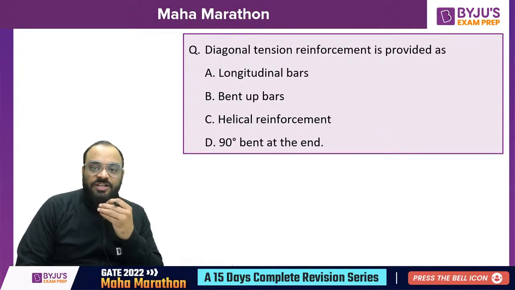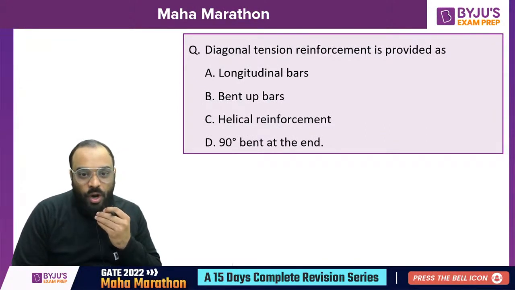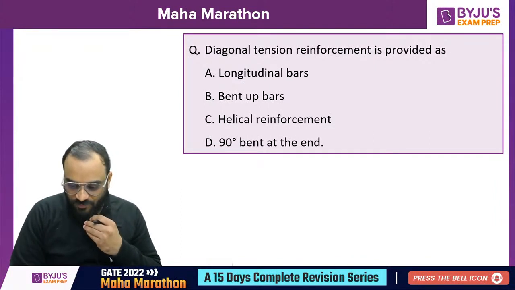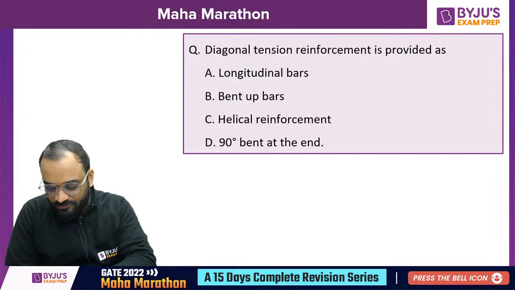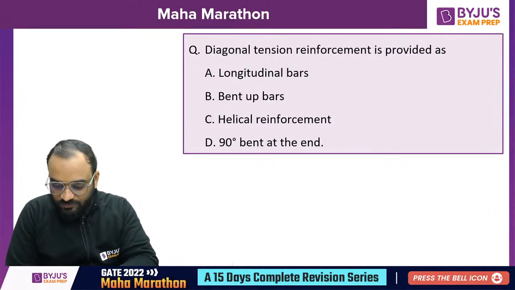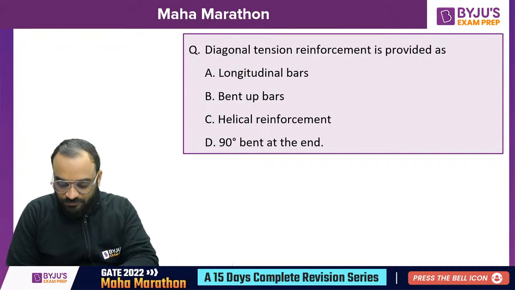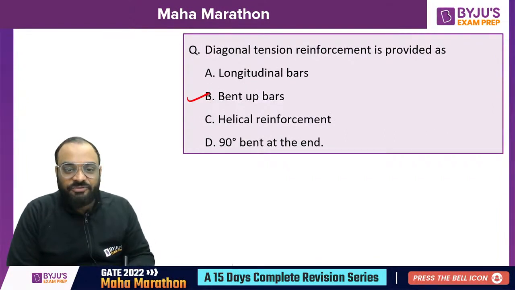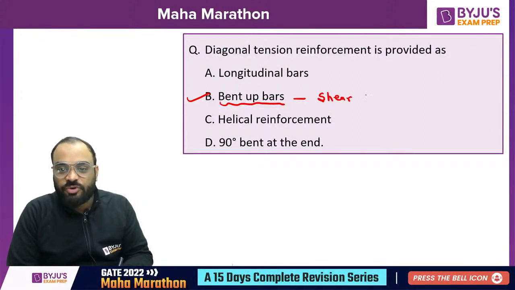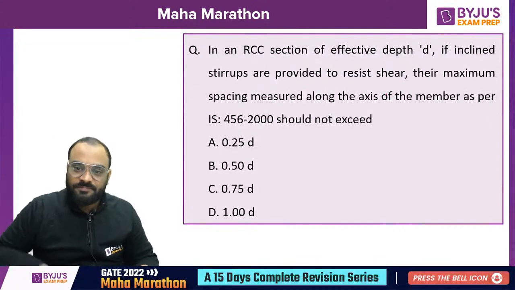The diagonal tension reinforcement is provided as what? How can you provide the diagonal tension reinforcement? Tell me. Bent up bar. Bent up bar is a form of shear reinforcement. It is all a form of shear reinforcement. Next question.